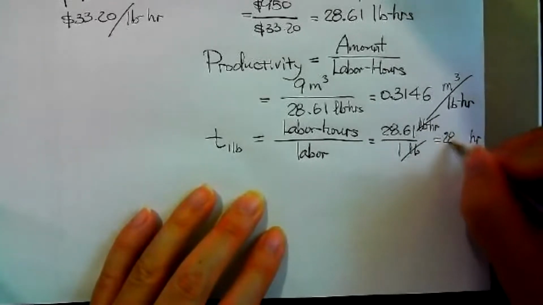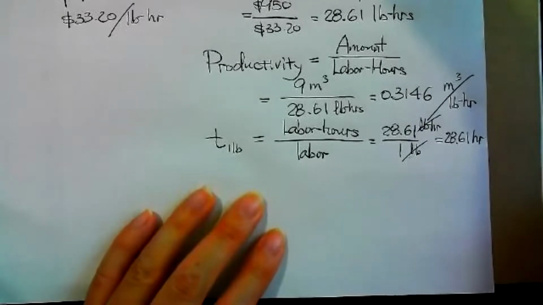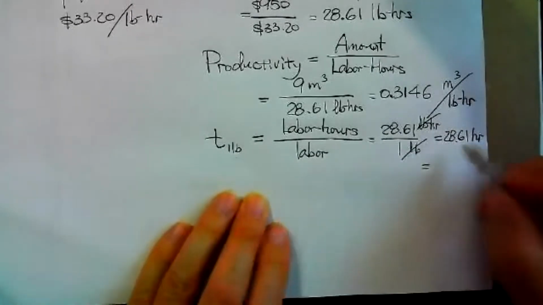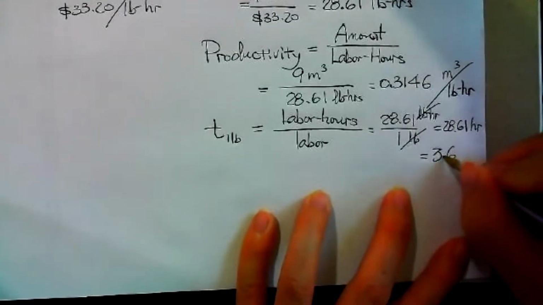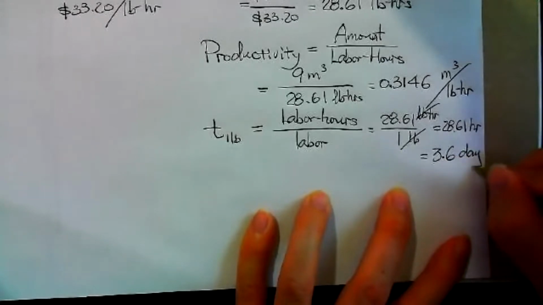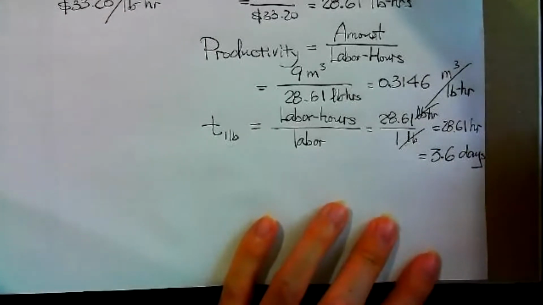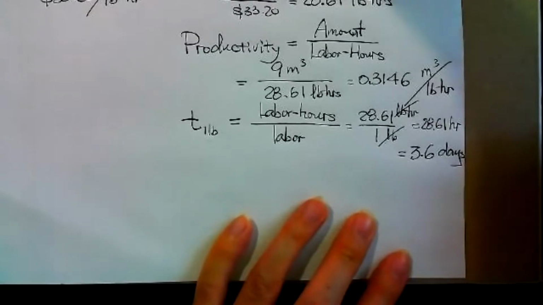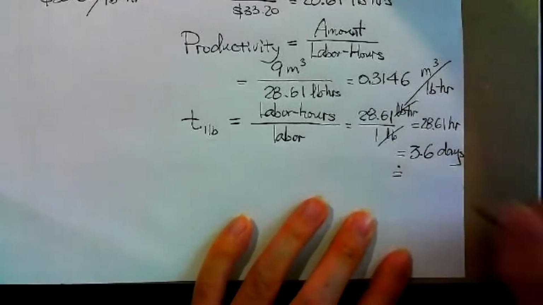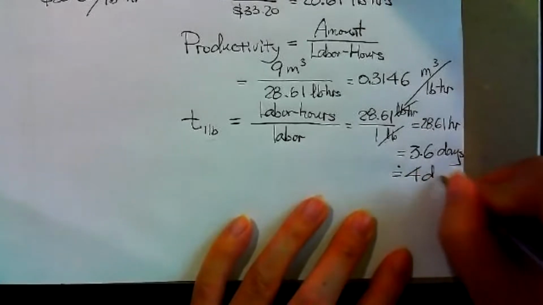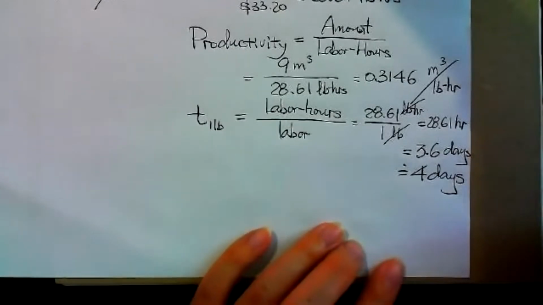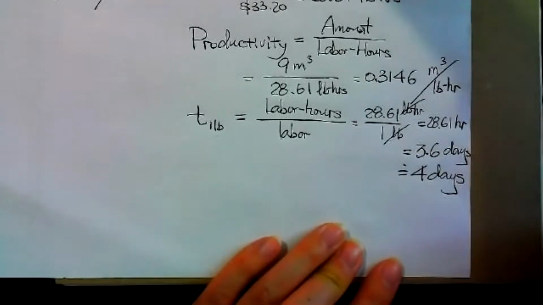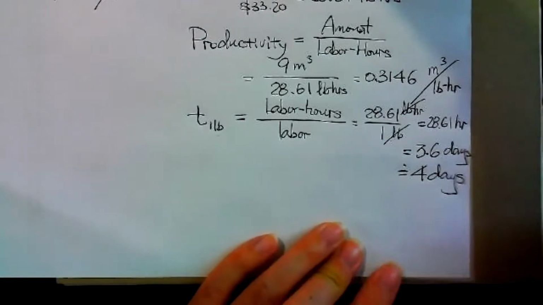So 28.61 hours, which is equal to divided by 8. So I got 3.6 days. In the table, we only keep whole number, approximately equal to 4 days. We round up to make sure we can finish in time. We round up. Even 3.1, I round up to 4.